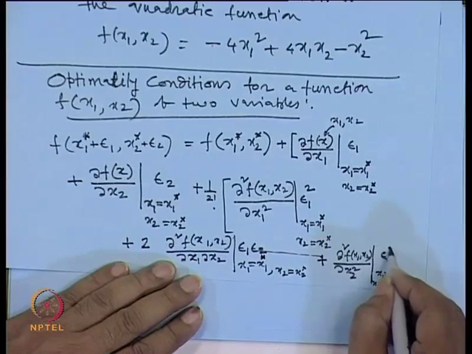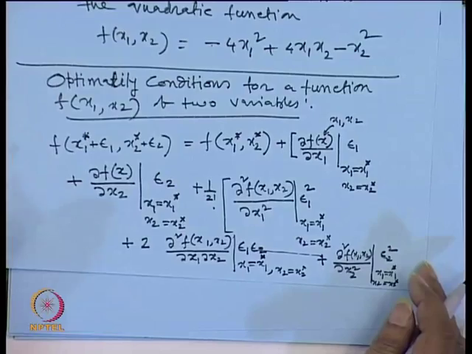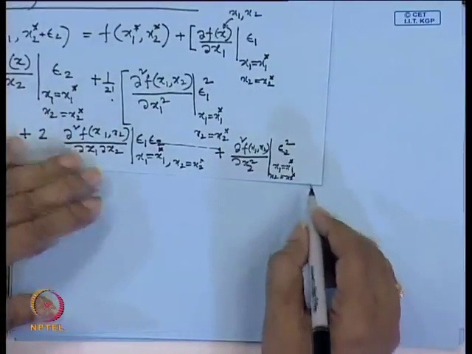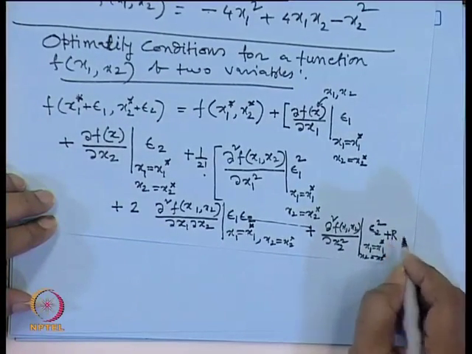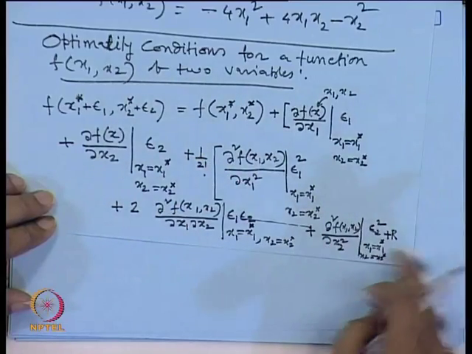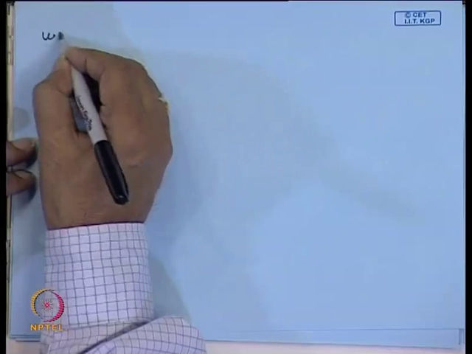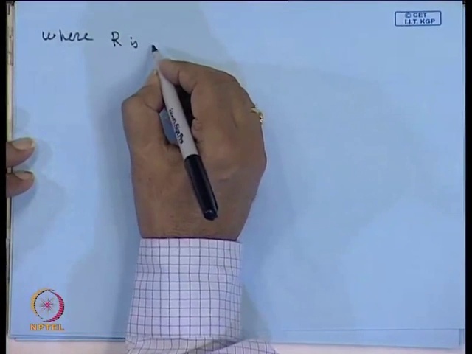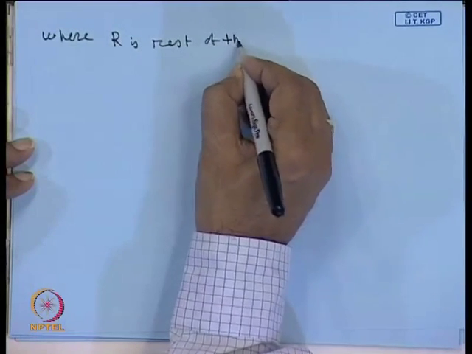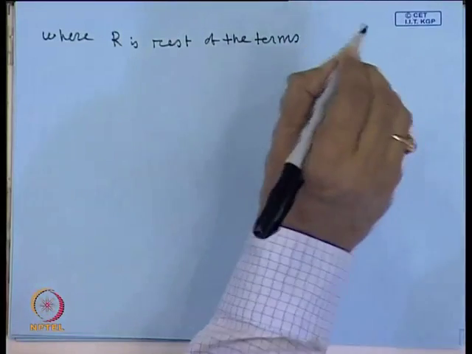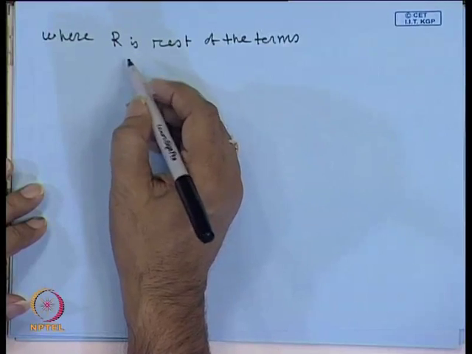So, here you multiplied by epsilon 2 square plus some other terms, and let us call some other terms what is this? Some of the terms what we consider is capital R. Rest of the series terms, third order, fourth order of this Taylor series expansion is R, where R is the rest of the terms. This term is much smaller since epsilon 1 and epsilon 2, the perturbation what we have given around the point x 1 star and x 2 star, are very small. So, this contribution is small compared to the first term and second term.